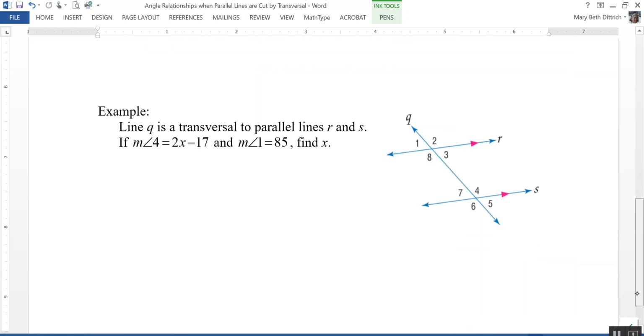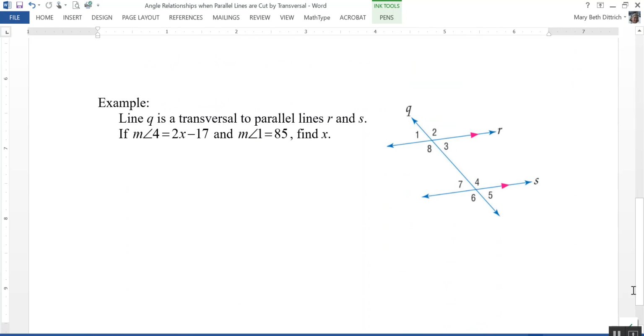Here we have line Q, which is a transversal to parallel lines R and S. And recall that we know that R and S are parallel because of these little arrows that are on there. And it's given that the measure of angle 4 is 2x minus 17, and the measure of angle 1 is 85, and I need to find x.